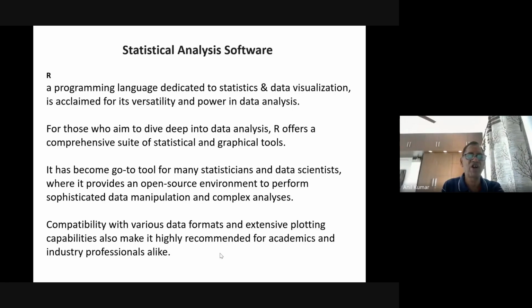R software is also nowadays very popular, and many of the researchers nowadays are using R software. This is really speaking a programming language dedicated to statistics and data visualization. Versatile software is there. Power of data analysis is very strong in that particular software. So think of using R also. Nowadays, changes are there. Instead of SPSS, nowadays people are using R. And in this R software, comprehensive statistical and graphical tools are there. Many tools are available in this R software.